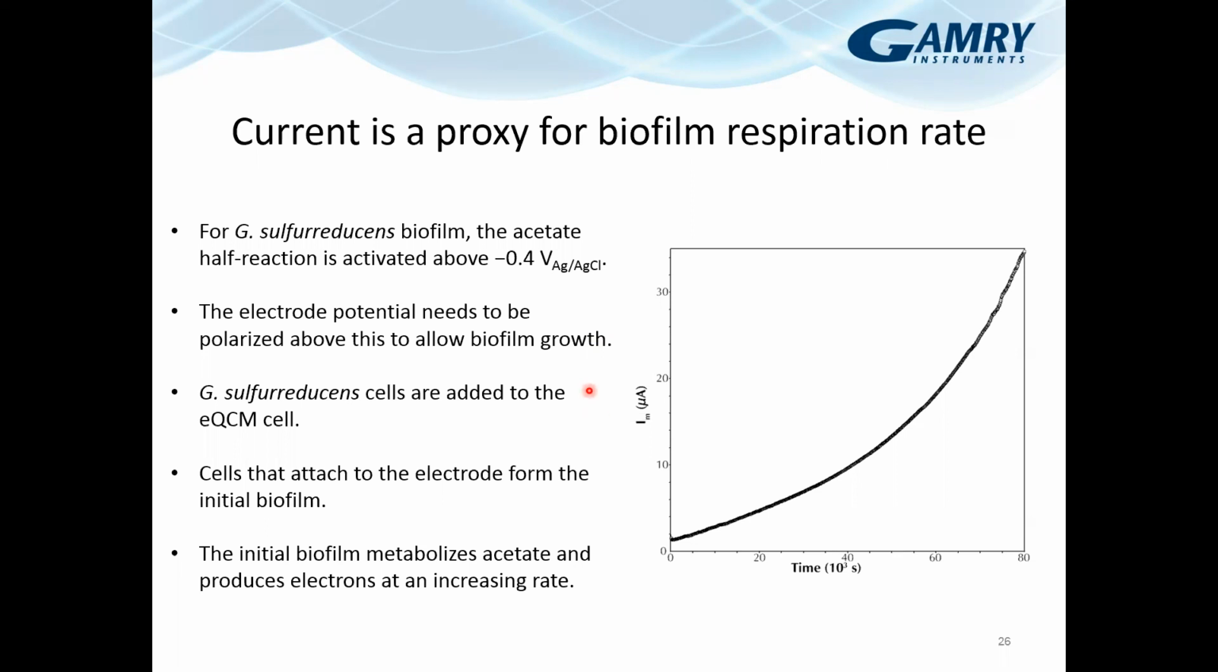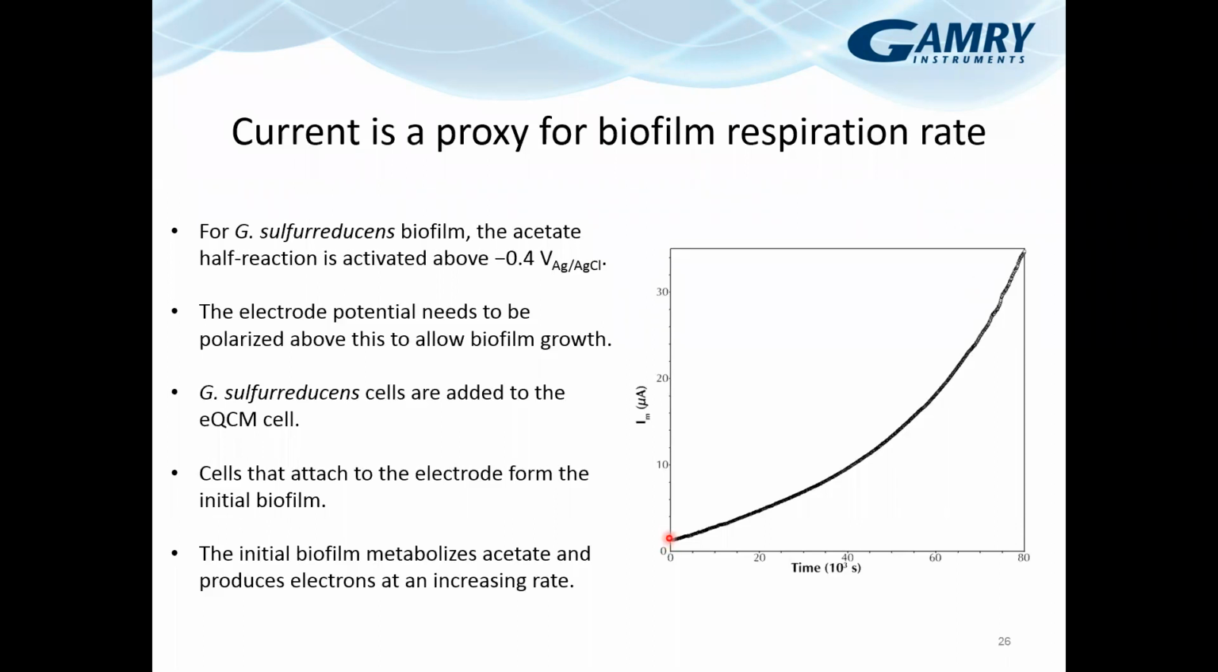So what happens is you polarize your electrode, let's say 0 volts versus silver chloride. You add cells in suspension to your cell. In this case, it's that Euro cell with the sensor. And what you'll see is this type of response: current on the Y, time on the X. Current increases slowly over time, and that is the cells that you added initially attaching to the electrode. They're forming an initial biofilm.